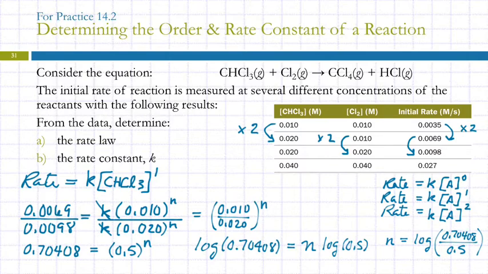Oops. That's not right. So the log of this divided by the log of the other one comes out to 0.51. So then n comes out to be 0.51.